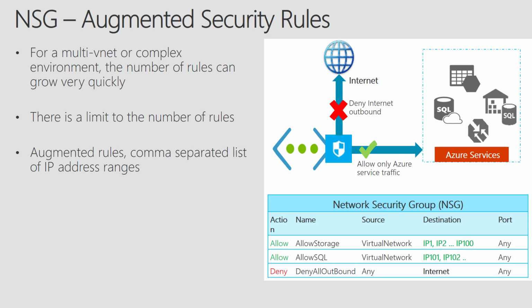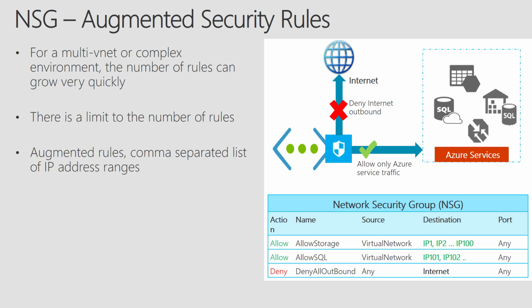So the very first thing to know about augmented security rules is that in the past, if I wanted to configure a security rule in my NSG, I was limited to just one node or one IP address range. In other words, let's say I have three IP address ranges: 10.1.0.0/16, 10.2.0.0/16, 10.3.0.0/16.